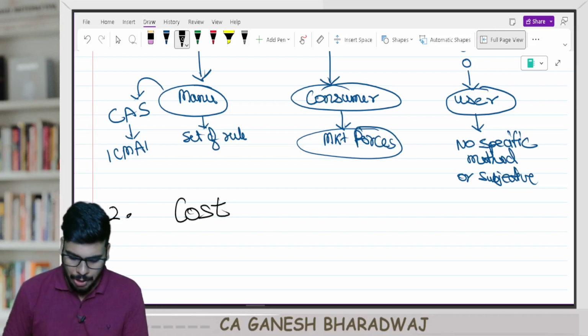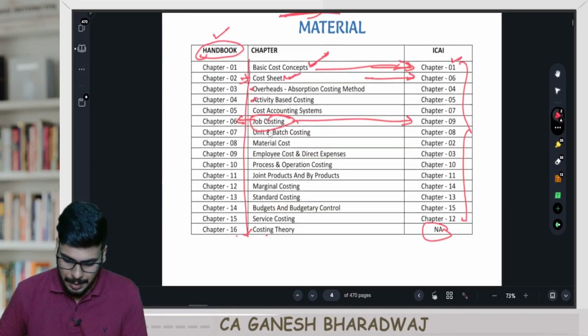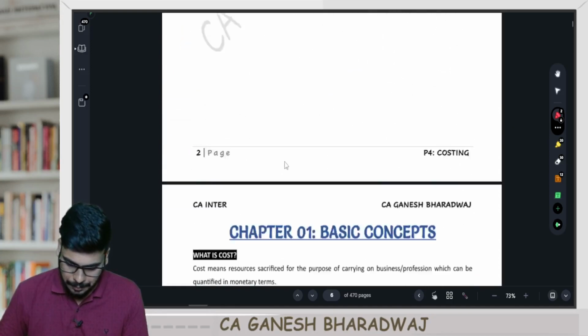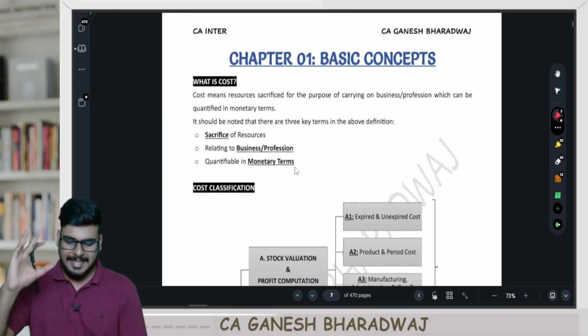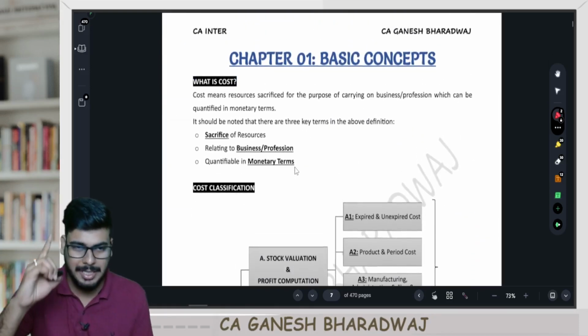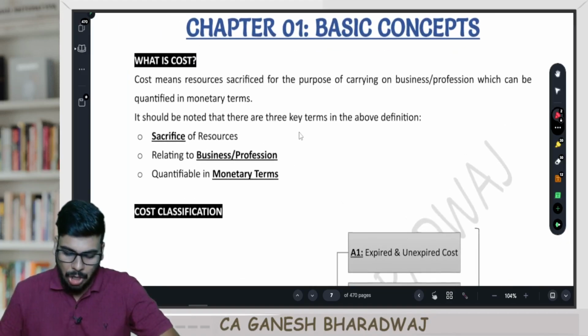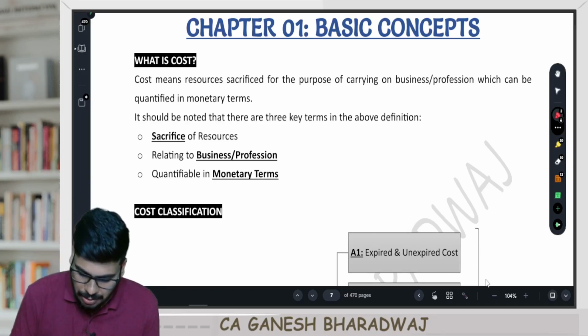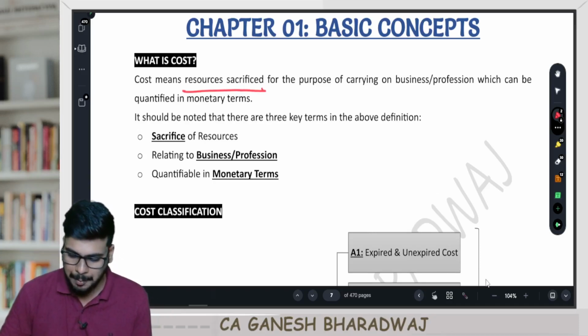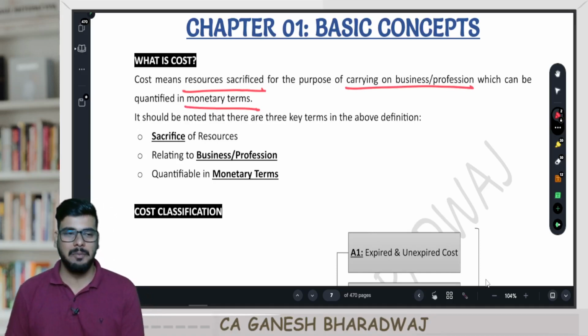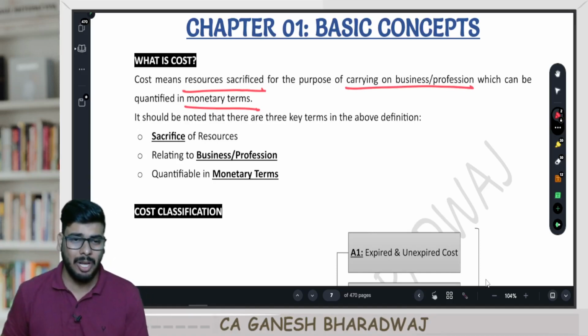Yes. Now go to your handbook. Please go to your handbook. Okay. First thing, basic concept, the first thing that I've explained. What is cost? Cost means the resources sacrificed for the purpose of carrying on business or profession, which can be quantified in monetary terms.